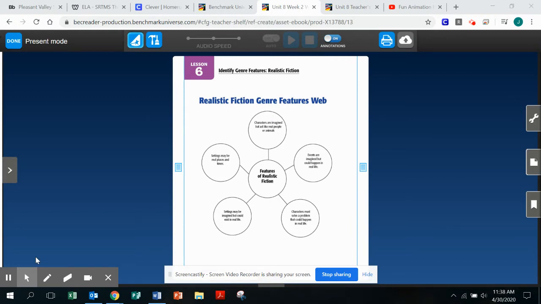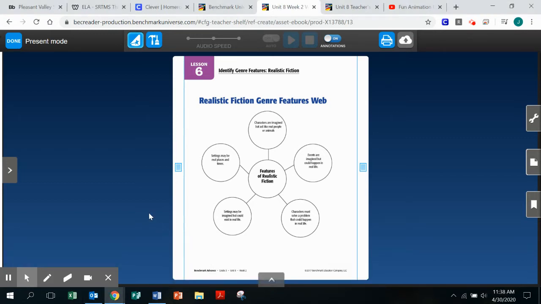So, for instance, in Magic Treehouse, you have two characters, Jack and Annie, that could be very much like real people, but they are not because their stories are made up. So, here on the web, you'll see the characteristics of realistic fiction.